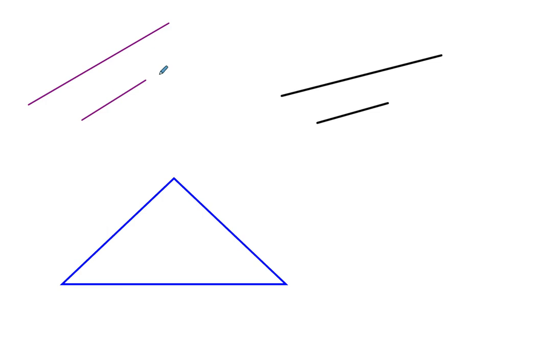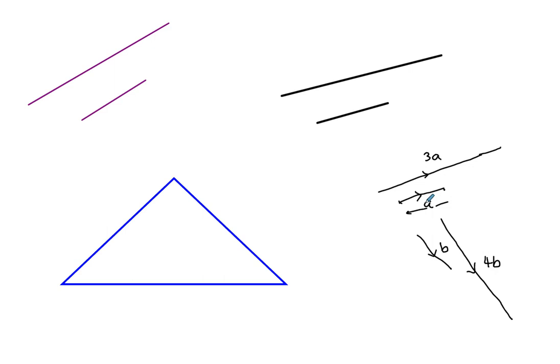Okay, so let's take a simpler one first. If that line there is A, then that line there could be 3A. If it was going that way, then let's say that's B, and if we draw that one there, that one would be 4B. If we wanted to get from there to there, so we wanted to go that way, then you can see we'd be doing minus A.